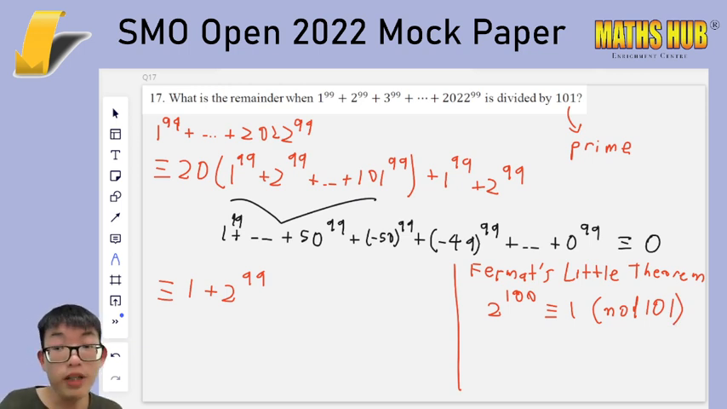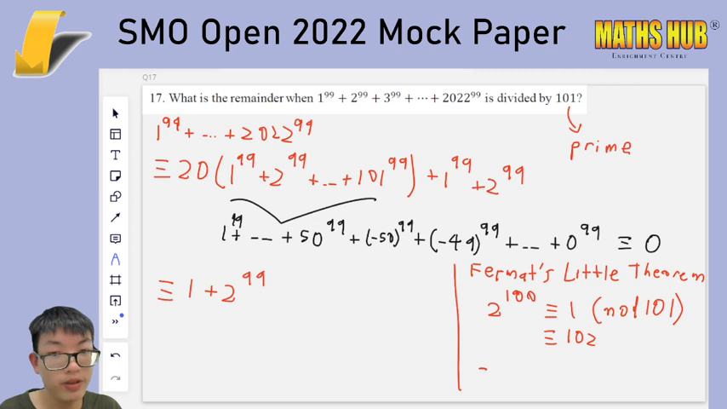So, how do we apply it to 2 to the power of 99? Well, that's surprisingly not too difficult, because it means that in a sense, we want to divide both sides by 2. I can't really divide both sides by 2 in a traditional sense, but I can write 1 is also 102. So now I divide both sides by 2, and I can say 2 to the 99 is 51 mod 101.